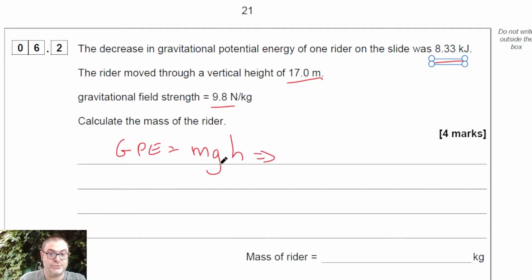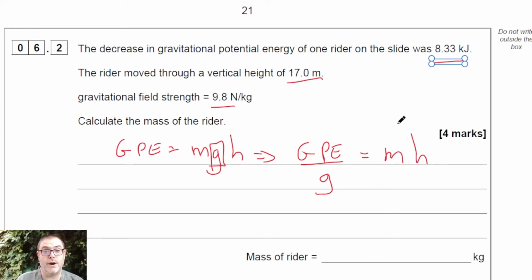In order to get mass on its own, firstly, let's divide by little g, because it's multiplying at the moment, so dividing will get rid of it. So we divide both sides by small g, so we get the gravitational potential energy over small g equals m times h. The next step is simply to divide by h to get the m on its own. So now we get GPE over gh equals m. So at last we've found a use for some of those maths lessons when you practice your algebra.